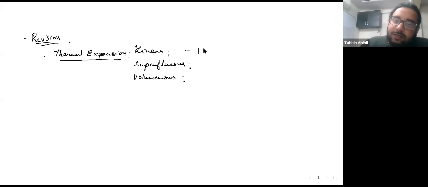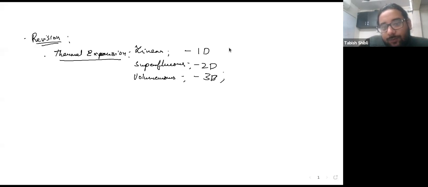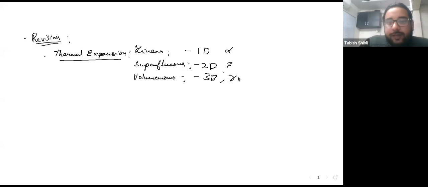So this is the one-dimensional expansion. This is the two-dimensional version of the expansion. This is the three-dimensional version of that expansion. And in all three there were some constants, the constants of thermal expansion. For the linear case, the constant was alpha. For the two-dimensional case, the constant was beta, and following the trend, the three-dimensional case was gamma.